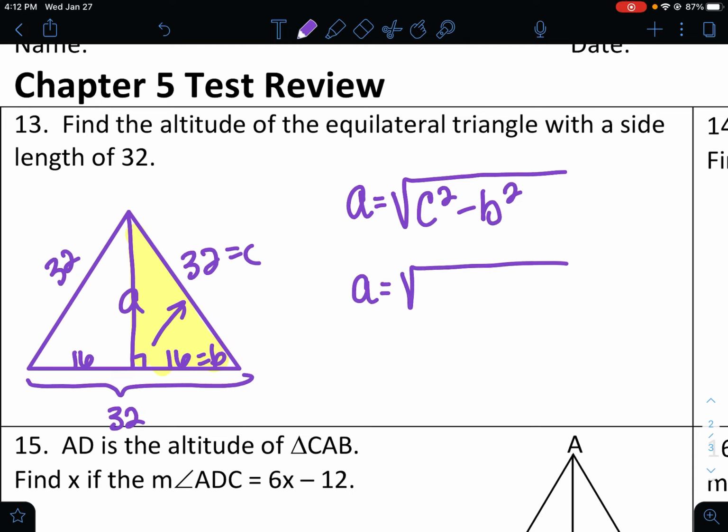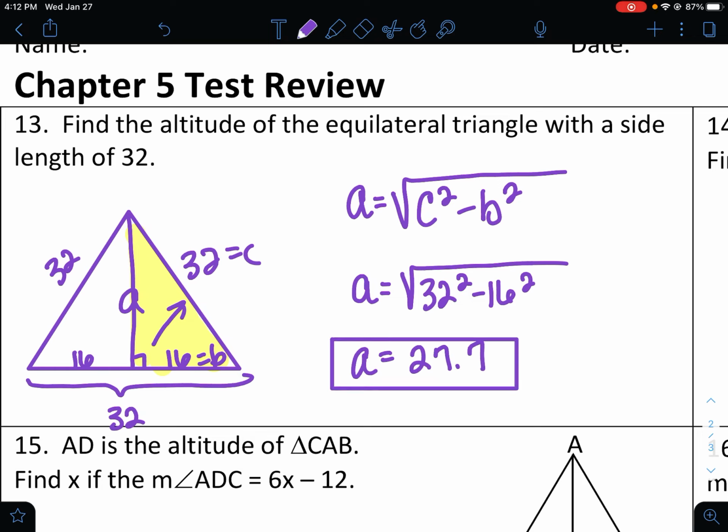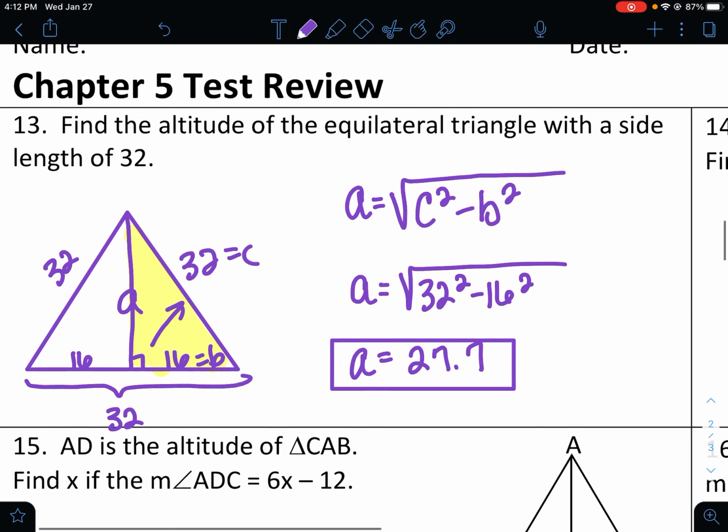And we're just going to plug in what we know. 32 squared minus 16 squared. And then we're going to get that A equals 27.7. So the altitude of this triangle is 27.7.